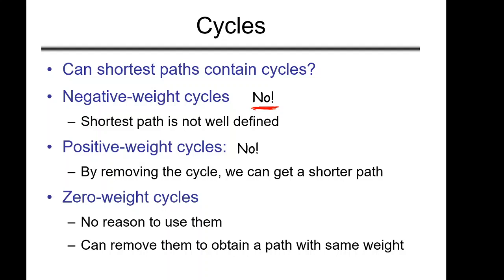Now if those cycles are of positive weight, then by removing the cycle we can get a shorter path, and the aim is to get the shortest path. So why keep that positive weight cycle? Now suppose there is a cycle of 0 weight. Then there is no reason to use it anyway, so we can remove it to obtain a path with the same weight. So ultimately, in the shortest path there are no cycles, because there could not be a negative cycle, there could not be a positive cycle, and there is no sense in keeping a zero weight cycle.